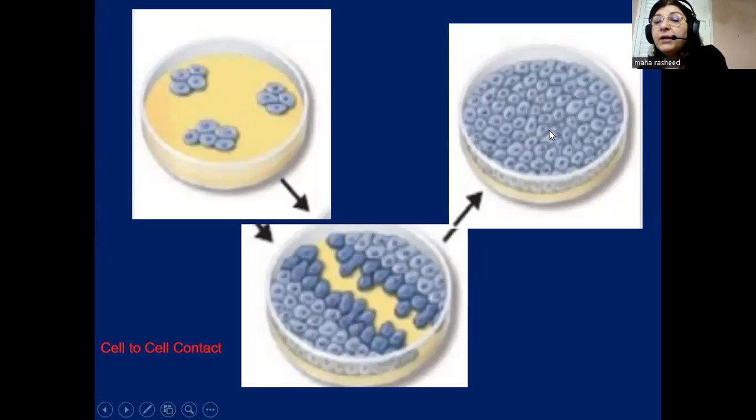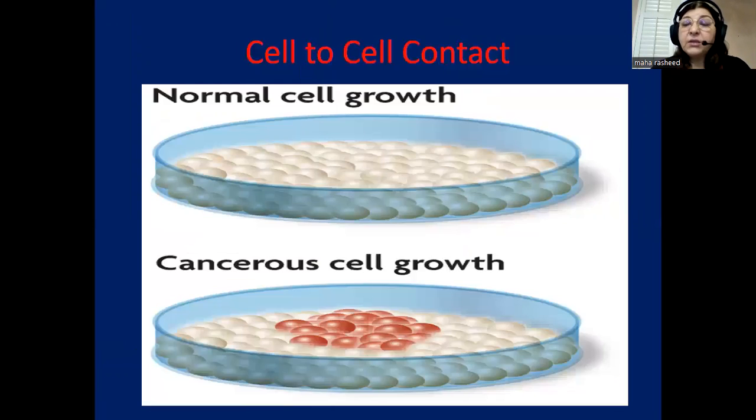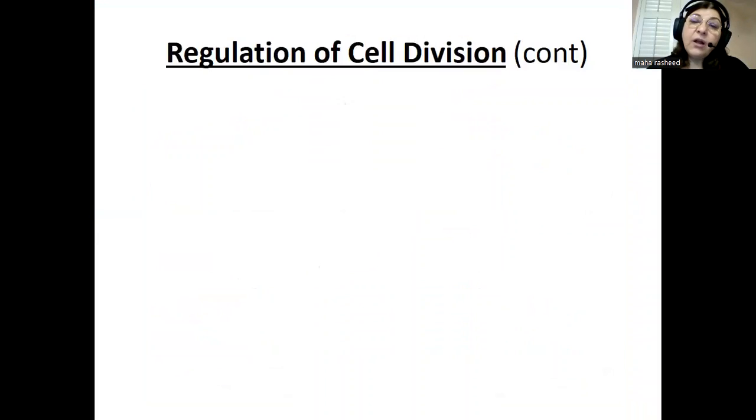So when the cells come in contact with each other, they stop dividing because there's no more space left. Okay, while cancer cells don't stop dividing, even when there's no more space, even when they come in contact with each other. So they keep going. They keep dividing and making more and more. So they don't follow the cell-to-cell contact factor, okay? And so that's the external factor.